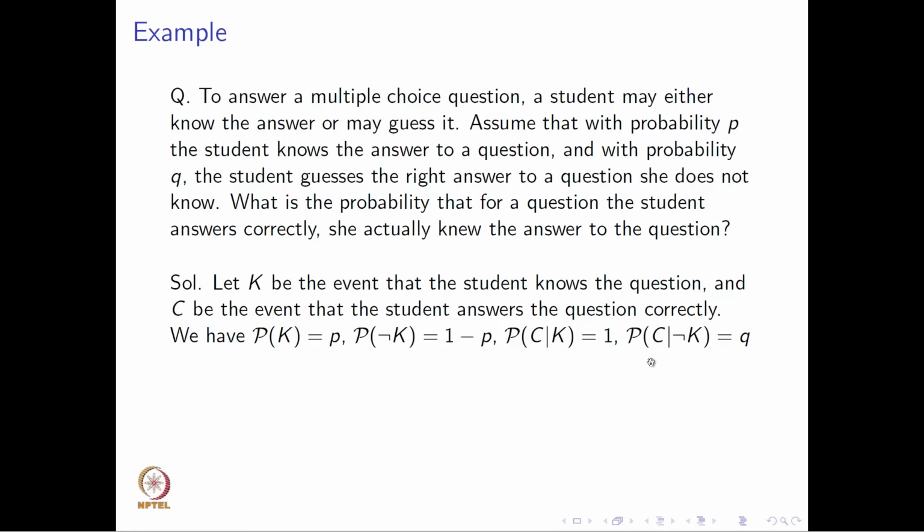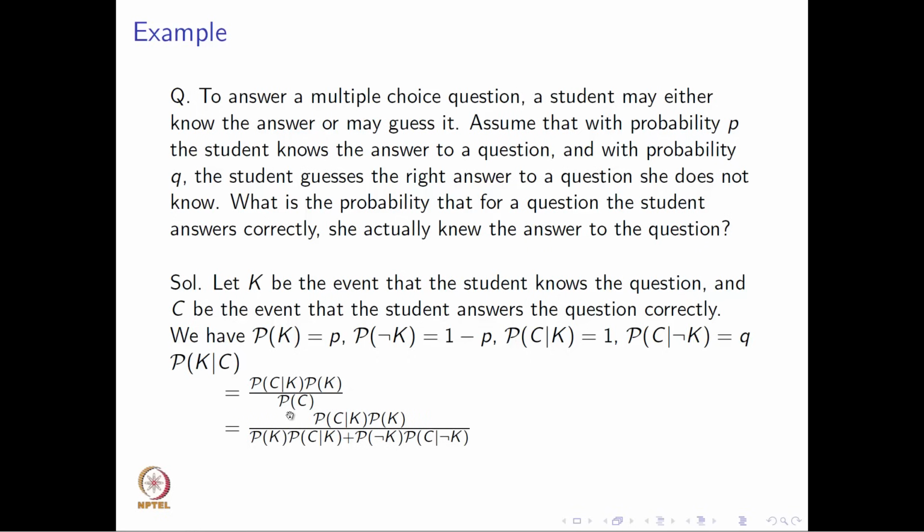Finally, the probability that the student answers the question correctly, given that she makes a guess, that is, she does not know the question, is Q. We are interested in the probability of the student knowing the question given that she has answered it correctly. Applying Bayes rule, we have probability of K given C is equal to probability of C given K into probability of K by probability of C.